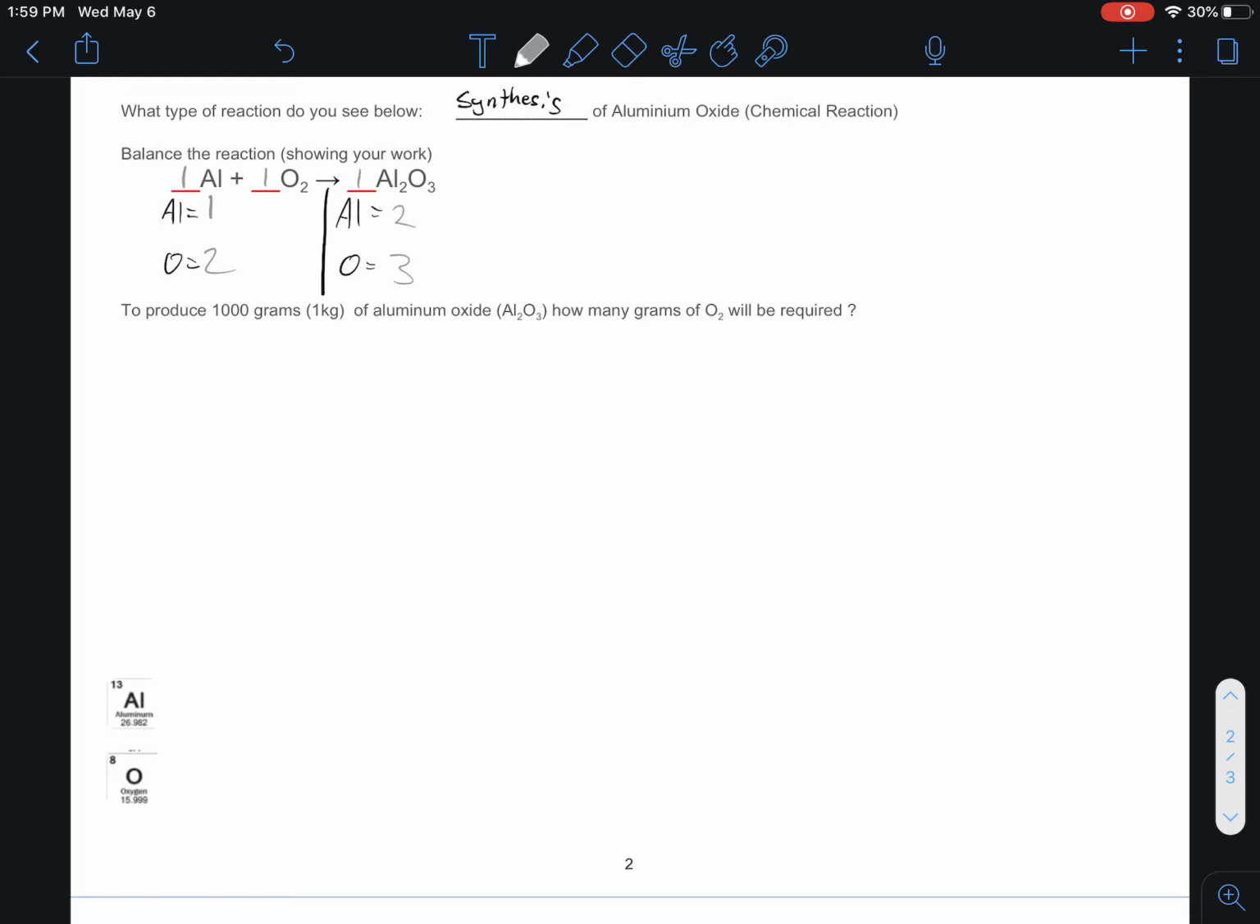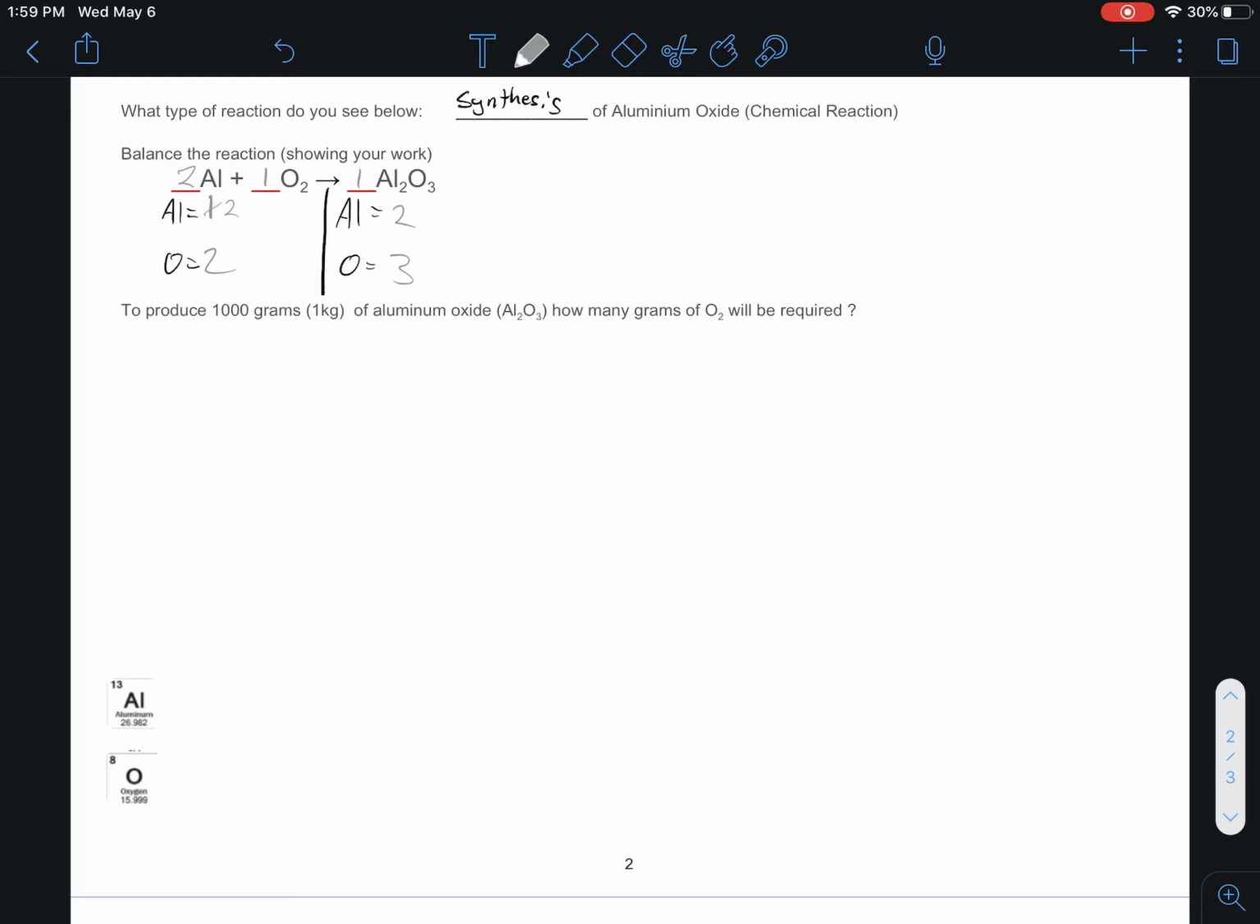And 3 oxygen on the product side. Your aluminum is out of balance. Your oxygen is out of balance. You can tackle either one. I'll go the long way in case that's the way you went. I'm going to tackle aluminum first by changing this to a 2, our coefficient in front of aluminum on the reactant side. That brings that to a 2. It looks like your aluminum is in balance.